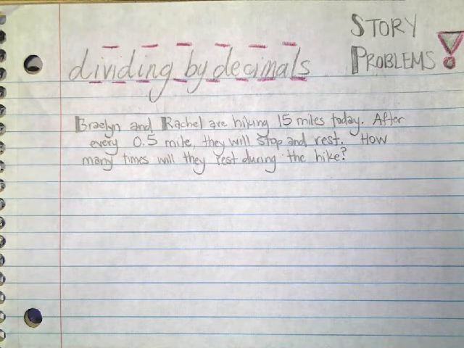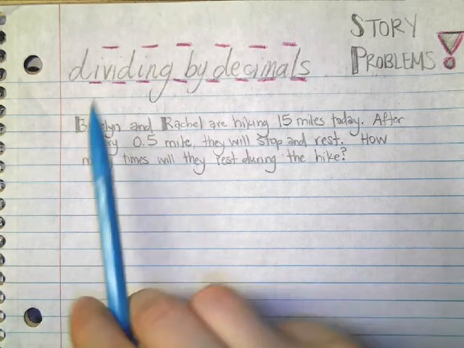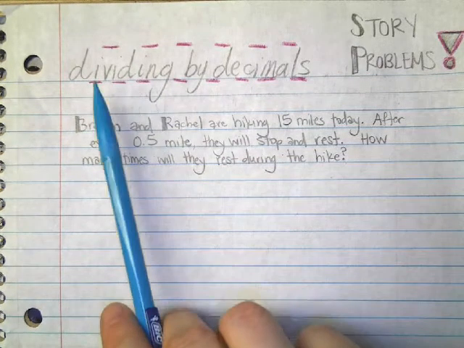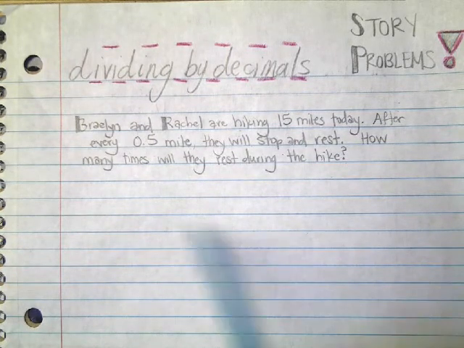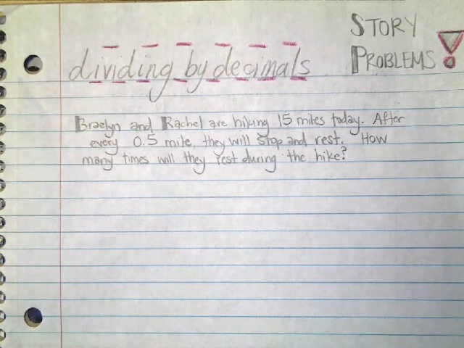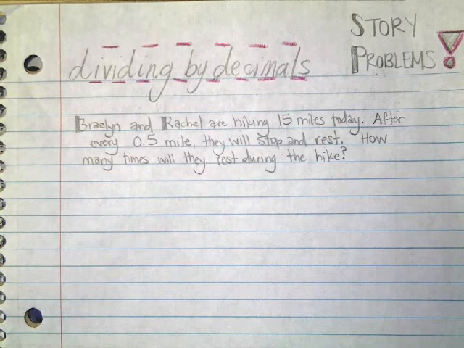Oh, I should also mention that you should get this new side set up. It says dividing by decimals story problems. And then I have written this story problem about Braylon and Rachel. So go ahead and push pause on the video until you get your journal looking like this.